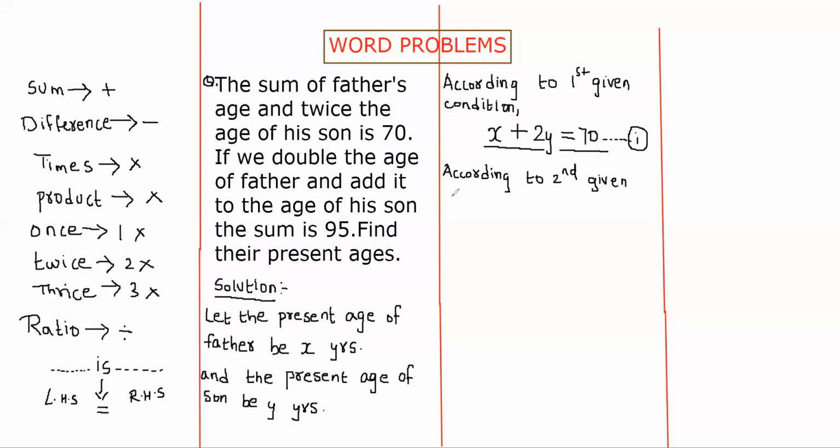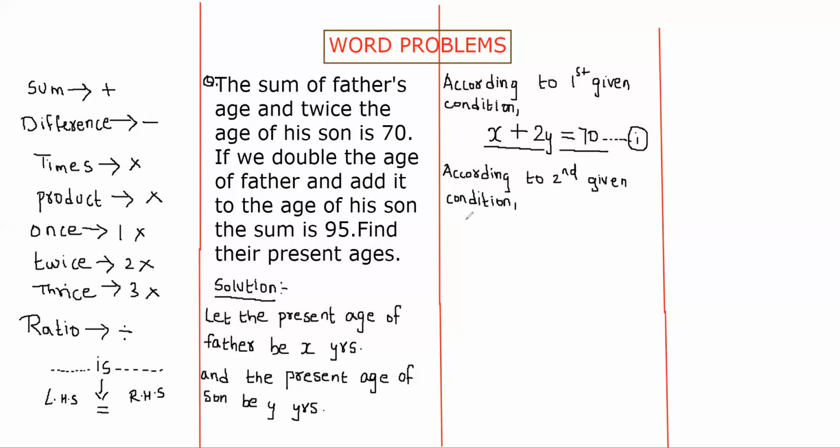According to the second given condition, let's see what our second condition is. The second condition is: if we double the age of the father. Double means we multiply it by 2. For example, double of 4 is 8, double of 5 is 10. So double means we multiply the given thing by 2.